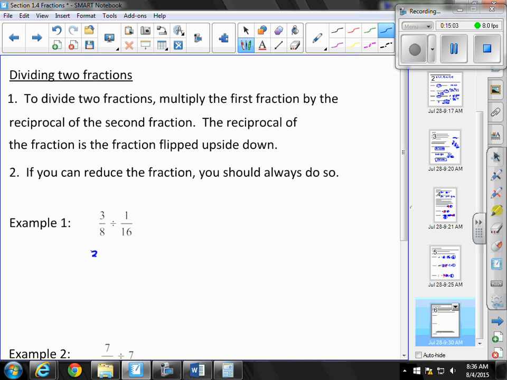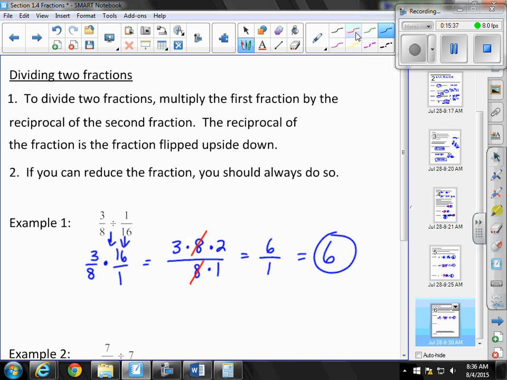So we're going to keep the first fraction the same, but we change from division to multiplication, and we take the reciprocal. The reciprocal of 1 over 16 is 16 over 1. Now I have a multiplication problem. 3 times 16, and again, I'm looking at my denominator. 16 is 8 times 2, and in my denominator I have 8 times 1, so I know I can cancel the common factor of 8. 3 times 2 is 6 over 1, or just plain 6 for my answer.